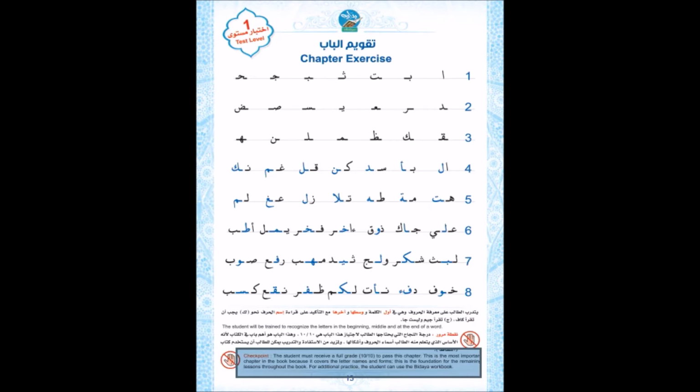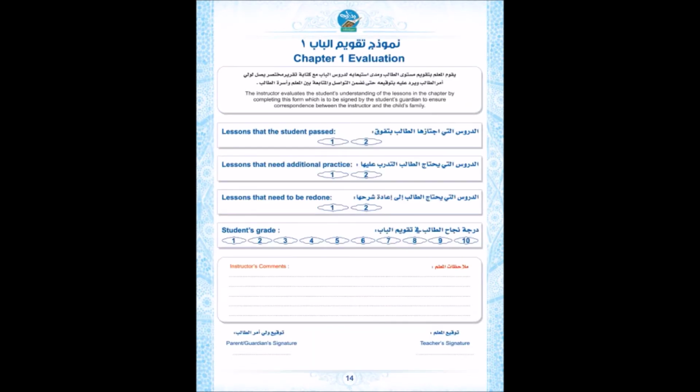Thus, the student must master the name and shape of each letter, and any mistakes or any extra notes can be taken on the chapter 1 evaluation. This page is mainly used as communication between the instructor and the parents, so the student's guardian has an idea of where the student has difficulty and weakness.